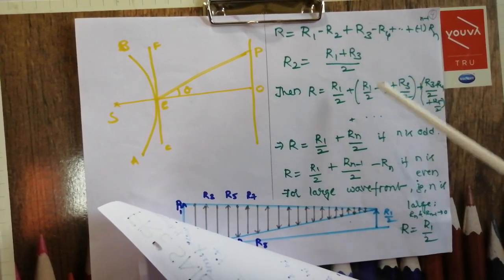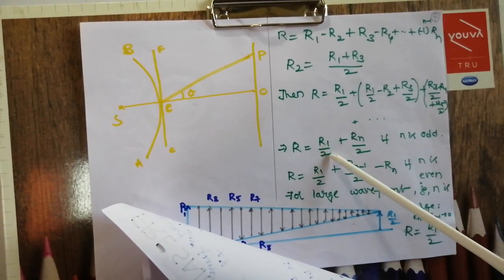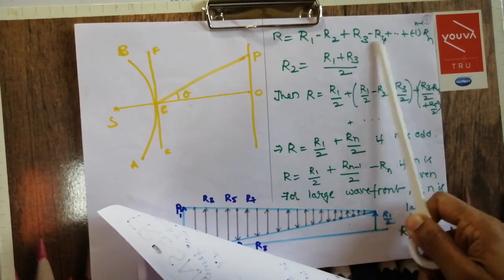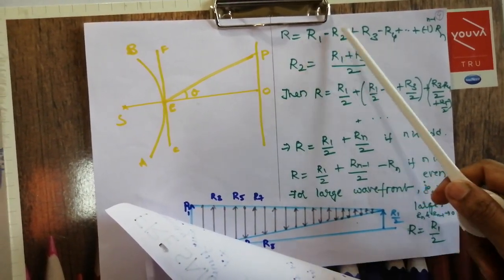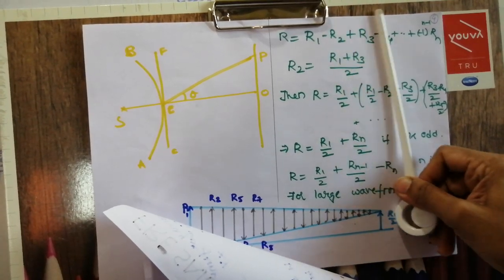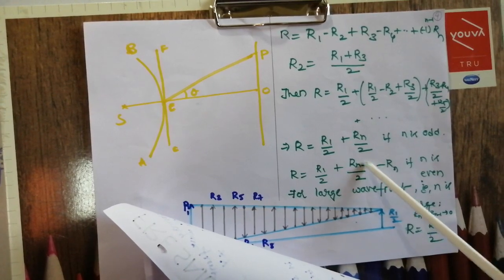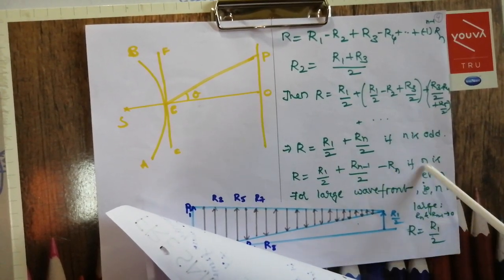Check with small numbers. If n is odd, take n equal to 1. Then R1 by 2 plus R1 by 2 is R1. These other zones are not there, so we get only R1. If n is even, take n equal to 2: R1 minus R2. All these other zones are not there. So R1 by 2 plus R1 by 2, that is R1 minus R2, if n is even.